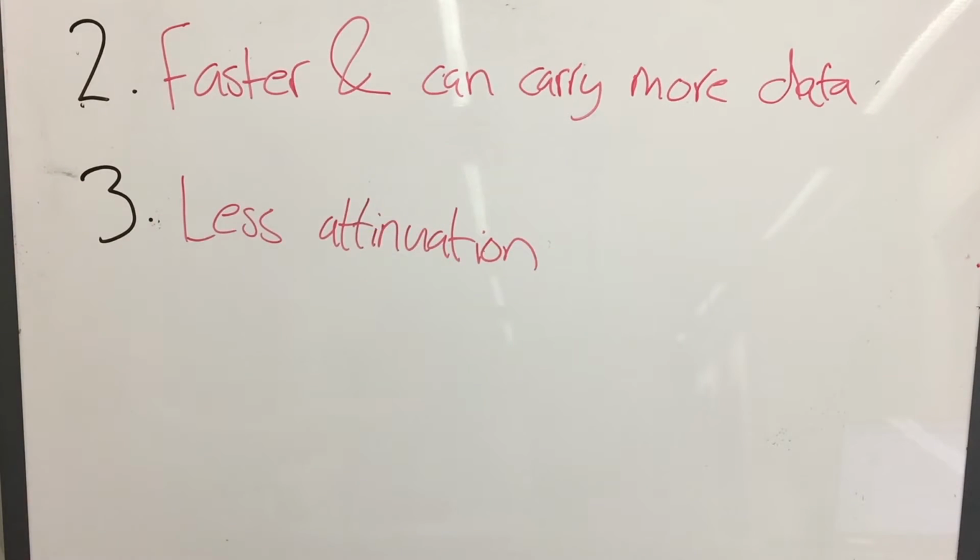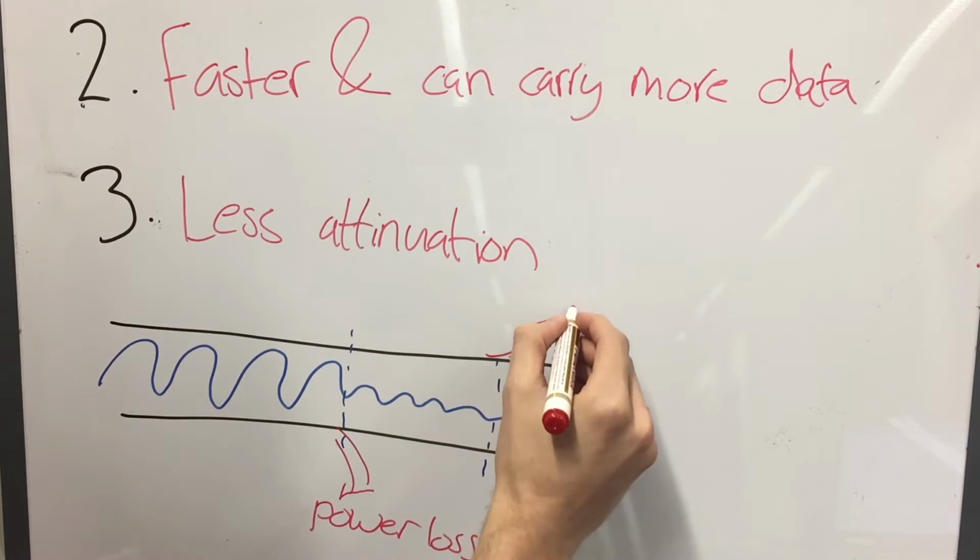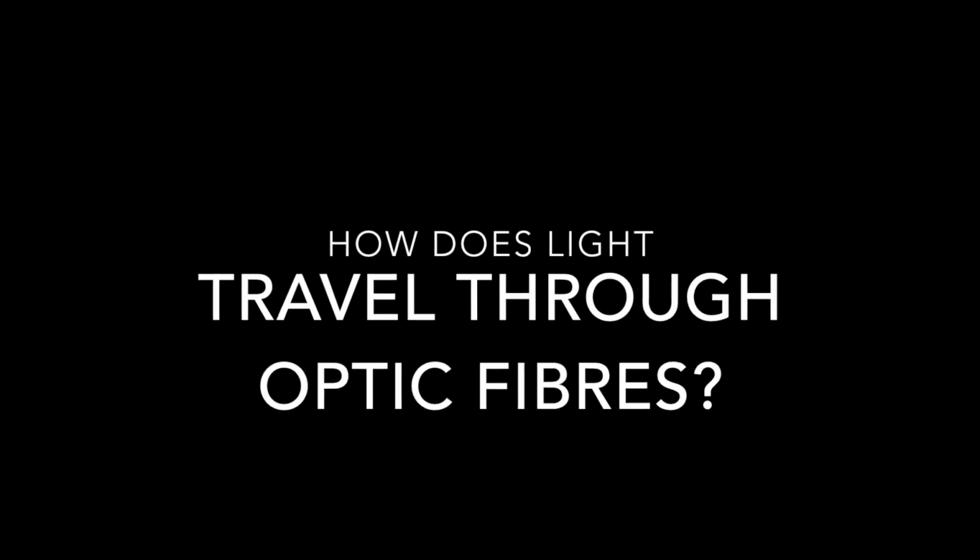Also, they would have less attenuation, meaning there would be less power loss in the signal as it travels along the transmission path. How does light travel through optic fibers?